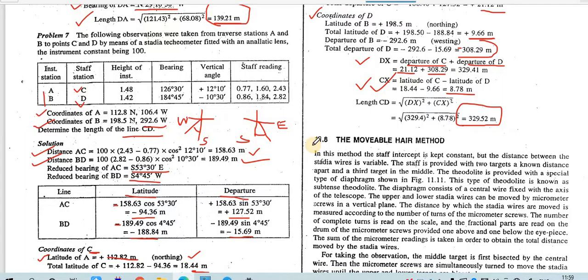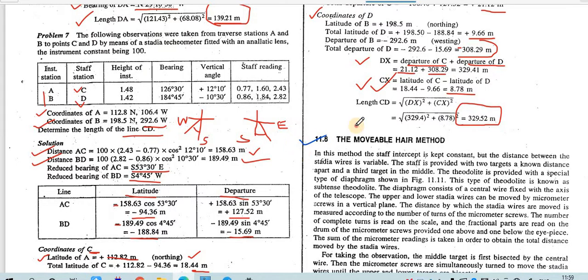Today, we are going to start with the next method of tachometric surveying, called the movable hair method. This method we have already discussed in the previous class. How does this method work? Let me revise a little bit. In the movable hair method, if there is a tachometer, in the tachometer there is a diaphragm which consists of what? Top, central, and bottom hair.